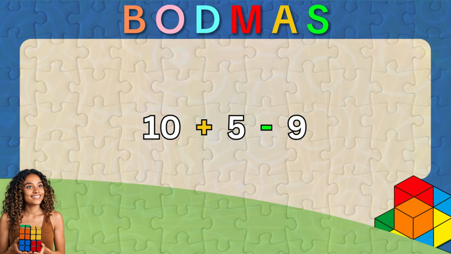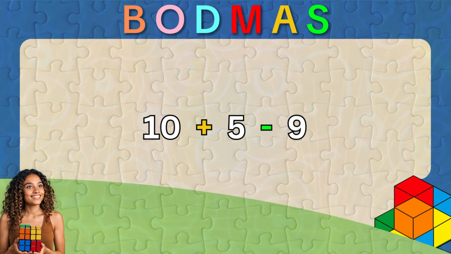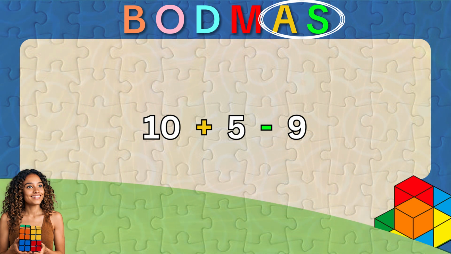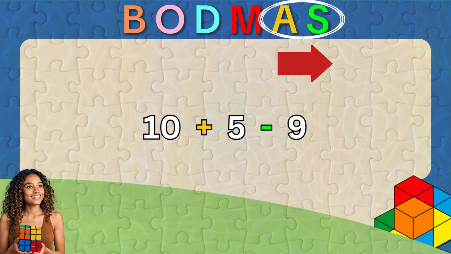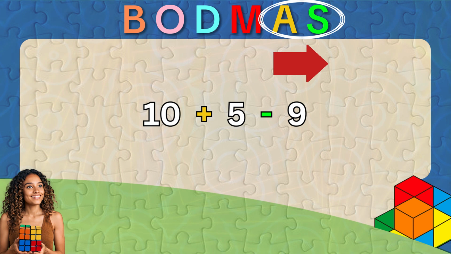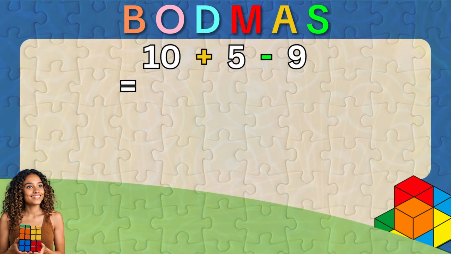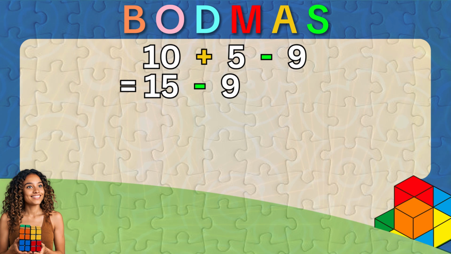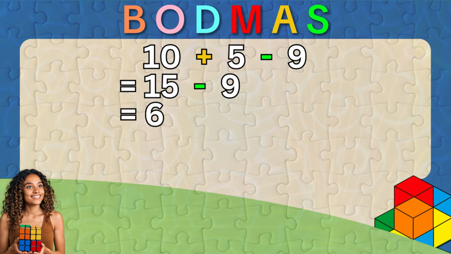10 plus 5 minus 9. In this example, we only have addition and subtraction. And we know that when we have addition and subtraction together, we go from left to right. So let's add, 10 plus 5 is 15. We've simplified the equation now, so it's 15 minus 9, which is 6.